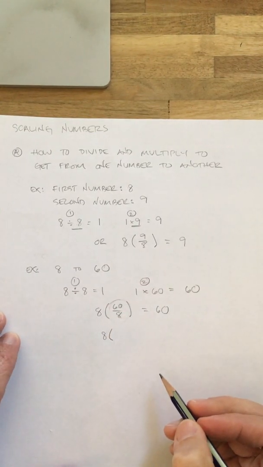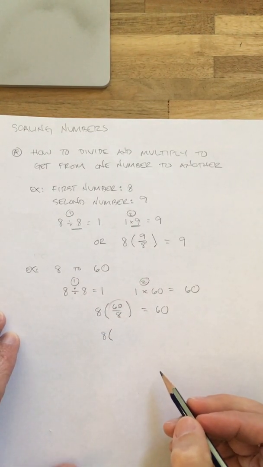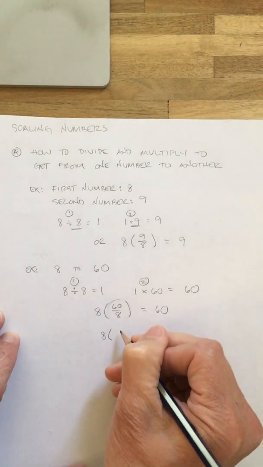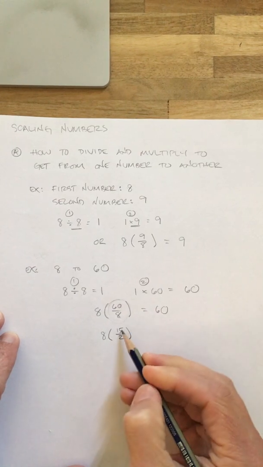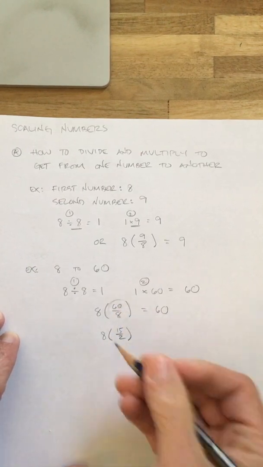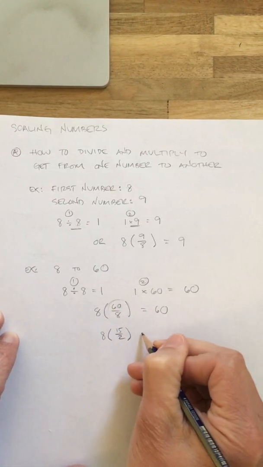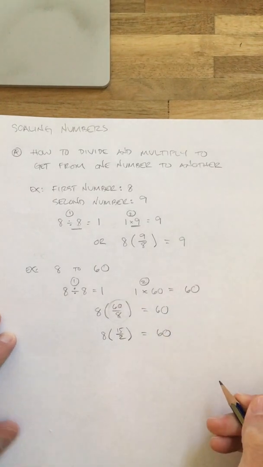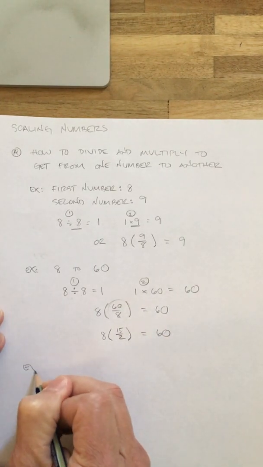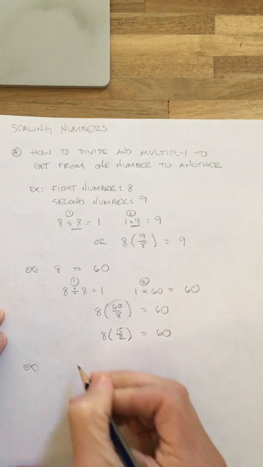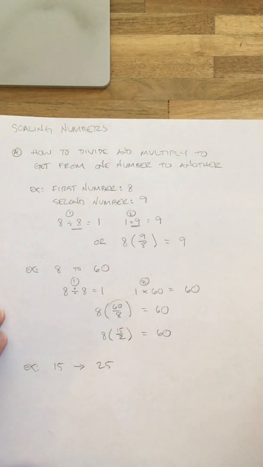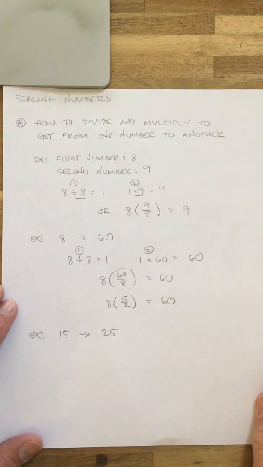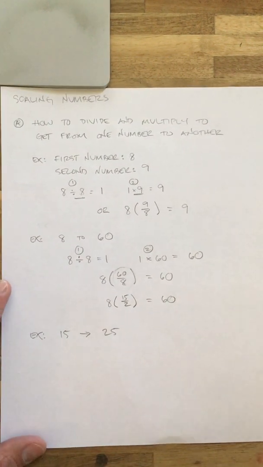Can you figure out what that's going to be? Here we go. I believe it is 15 over 2. 15 times 4 is 60, 2 times 4 is 8. So that's the reduced fraction, and that equals 60. There we go. Let's try one more. Let's try to go from 15 to 25. See if you guys can do that. If you need more time, just keep the video paused.